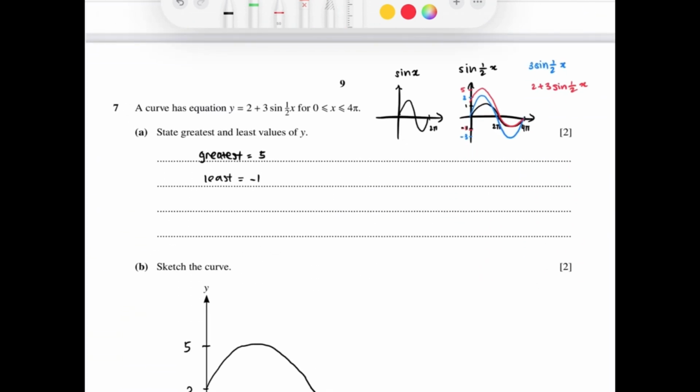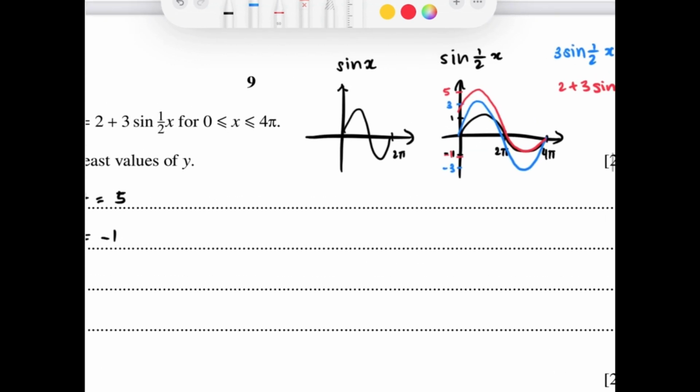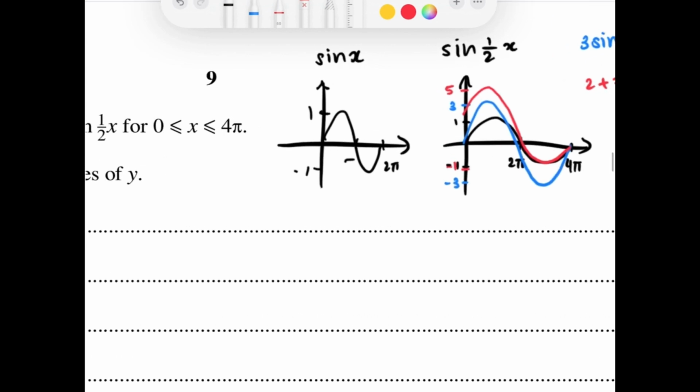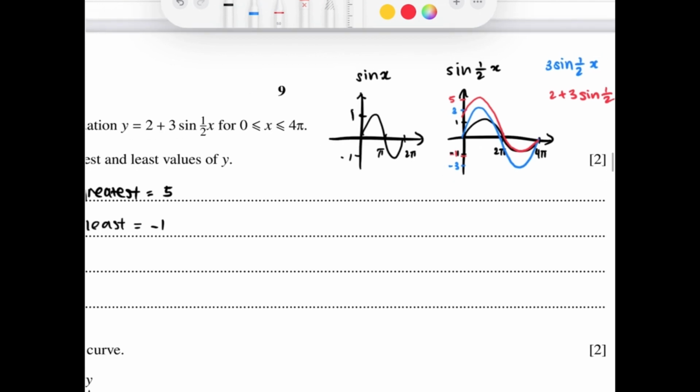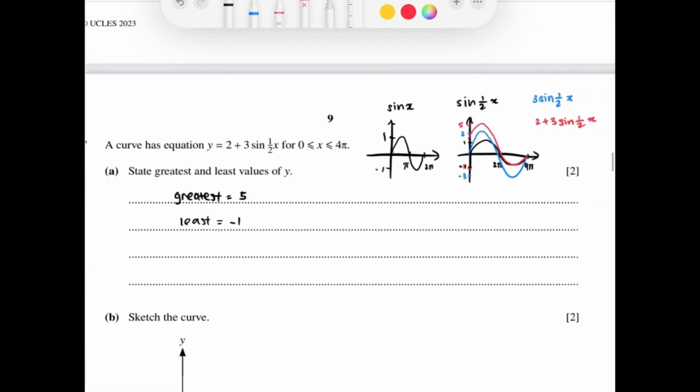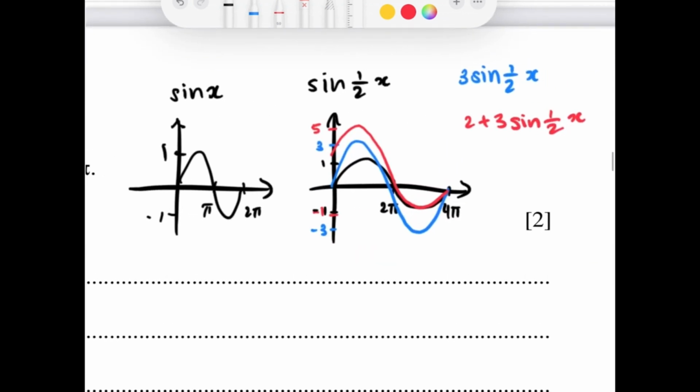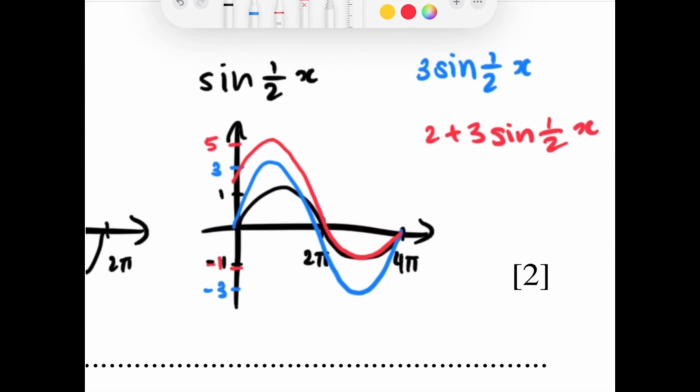So in question 7, we are asked to find the greatest and least values of y. What I find really helpful is to draw it out. So we know sine x is this graph, it's the shape of this graph. Over here is pi, and the greatest and least values would be 1 and -1. So once you have sine half x, right? I've drawn it out here.